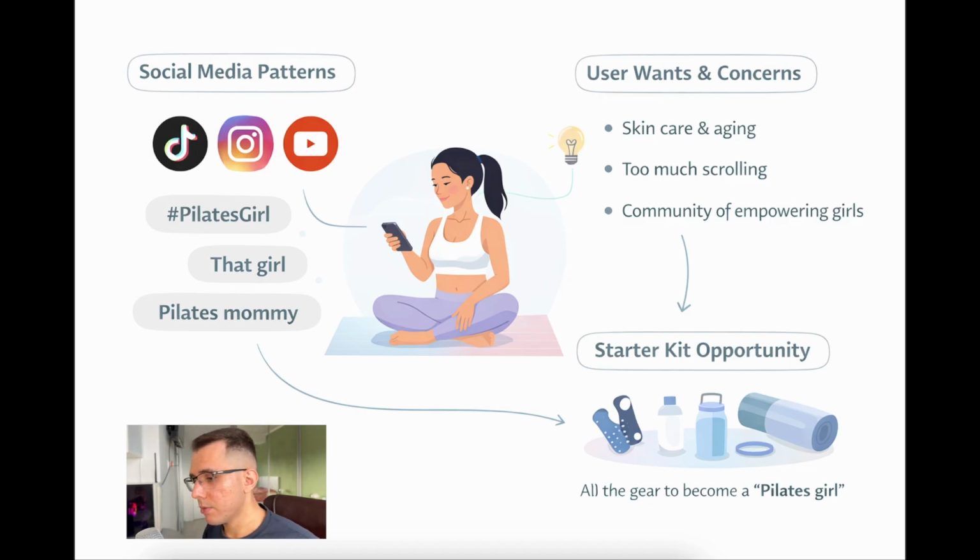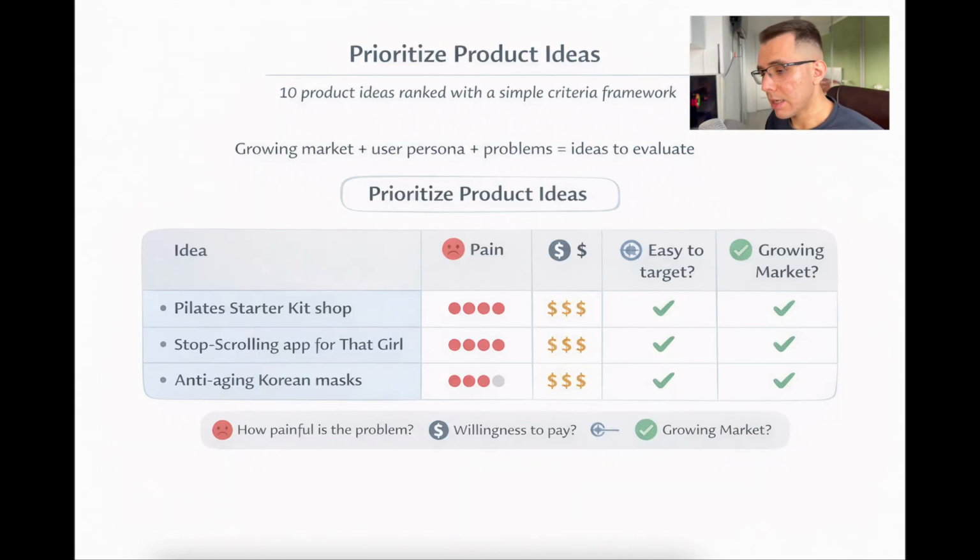So up to this point, we have defined a market, we have defined a potential user persona, and we identified some of the pain points that they might have during our research on social media. Now it's time to think about the 10 product solutions or 10 product ideas that could fulfill the needs, solve the problems that the Pilates girls have in this niche, and we should prioritize them. And I actually have a framework for this.